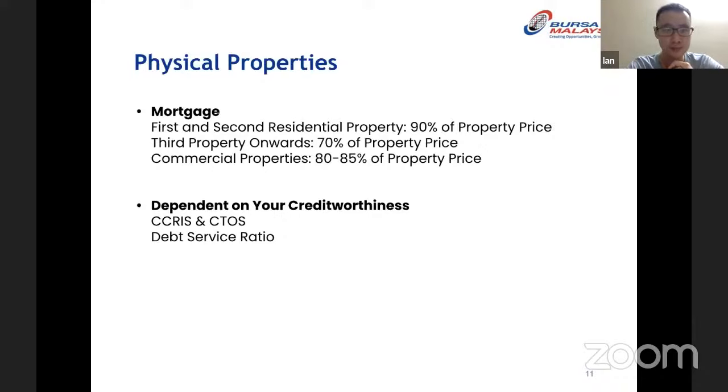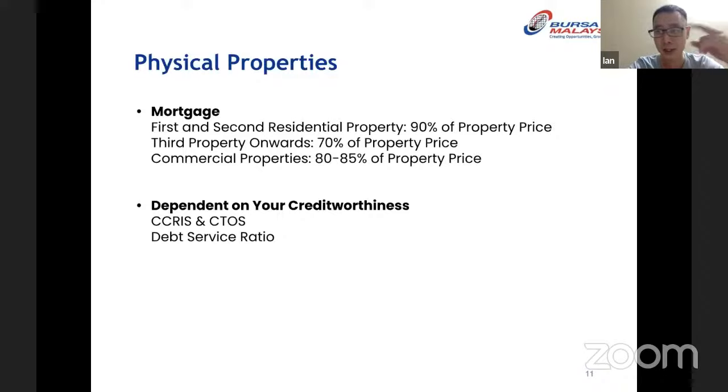Now, when it comes to that, for the first and second residential property that we buy in Malaysia as a local buyer, we can actually get up to 90% financing for that property. So if today we are buying a residential property priced at 500,000 ringgit, we can go to the bank and apply for 90% of that 500,000 ringgit, which is 450,000 ringgit. So that's for the first two properties in Malaysia.